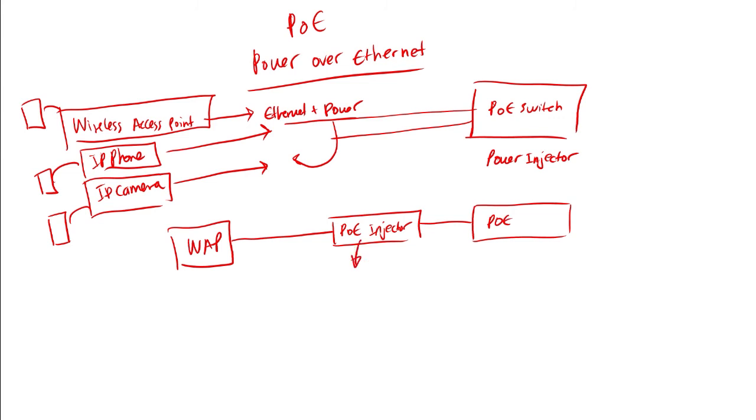And this gets power from an outlet, and it injects power into the data line. And the WAP doesn't know the difference if the power is coming from the PoE injector or if it's coming from the PoE switch.